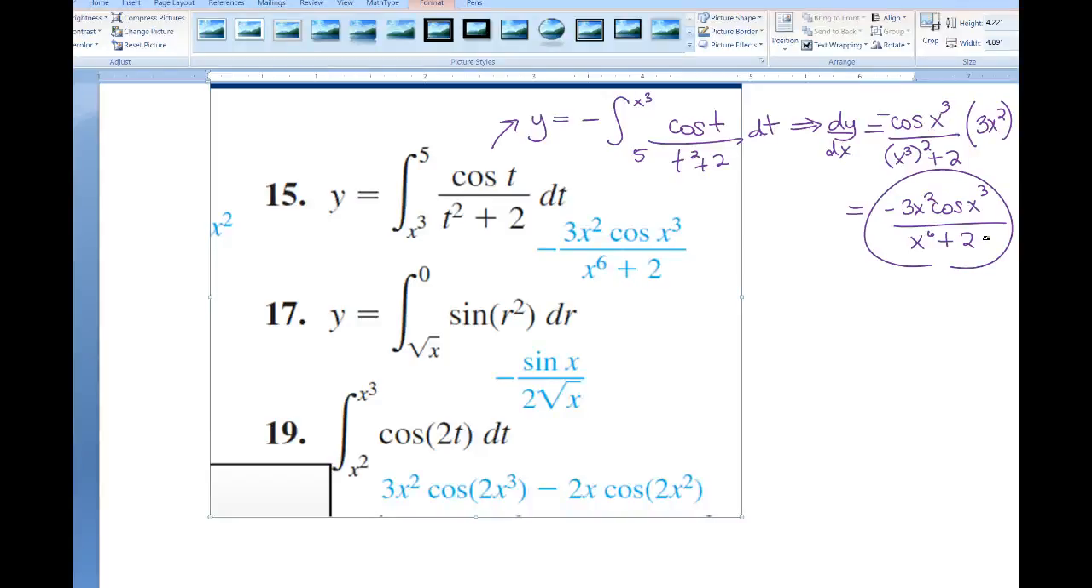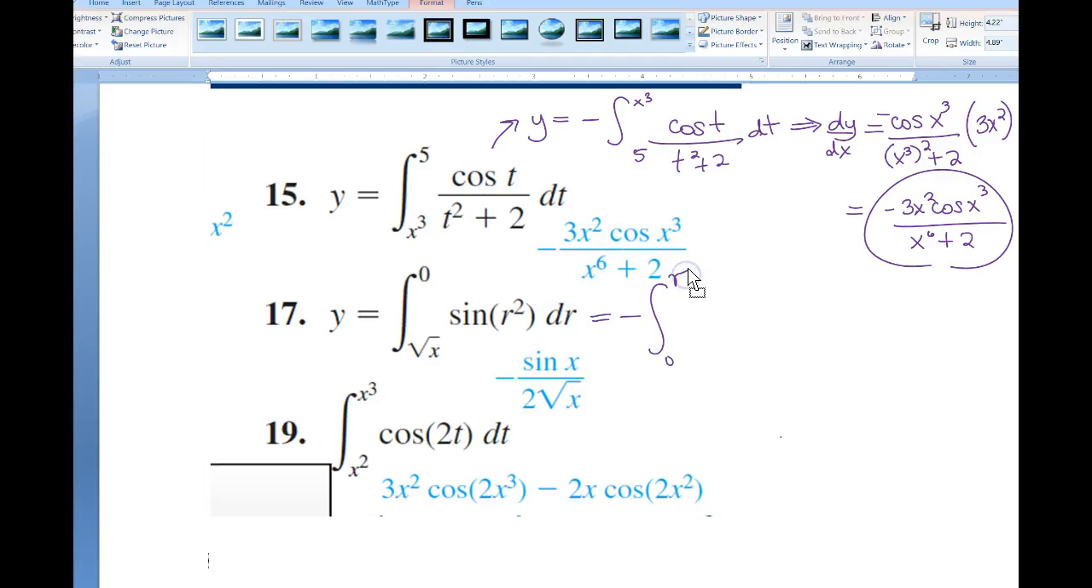Let me know when you're ready to move on. Oh man, we have to do it again. We have to do that again. So we're going to switch it, make it negative, move the 0. Actually, let me write square root of x as x to the 1/2.